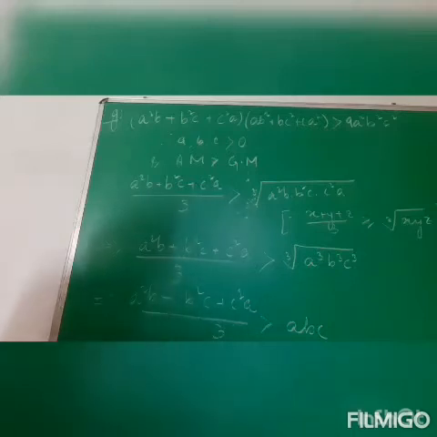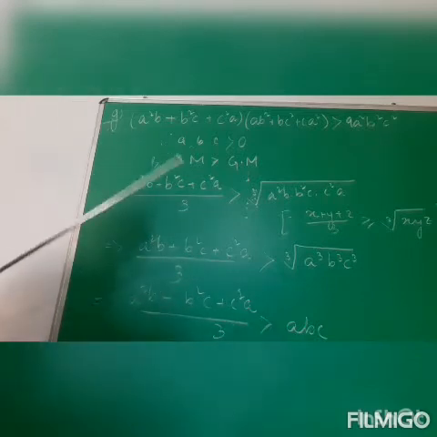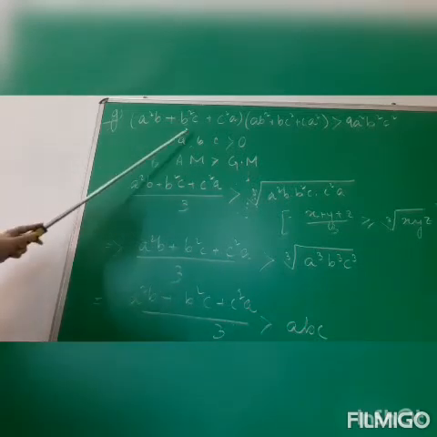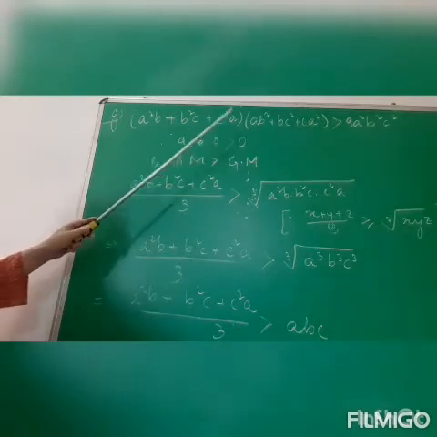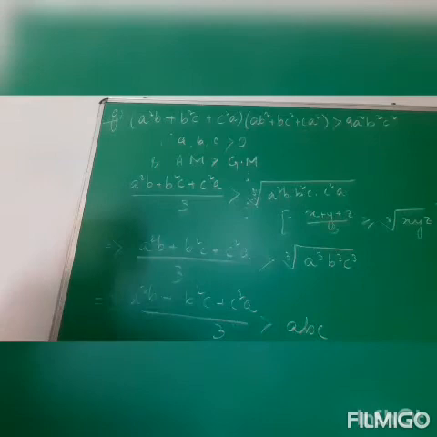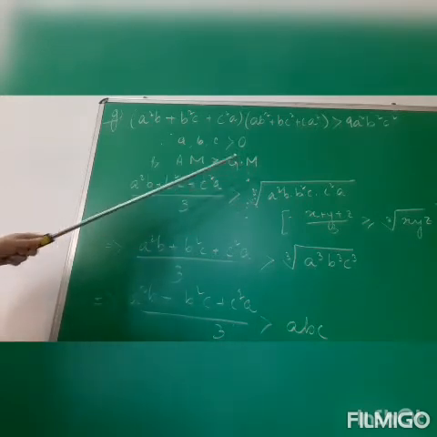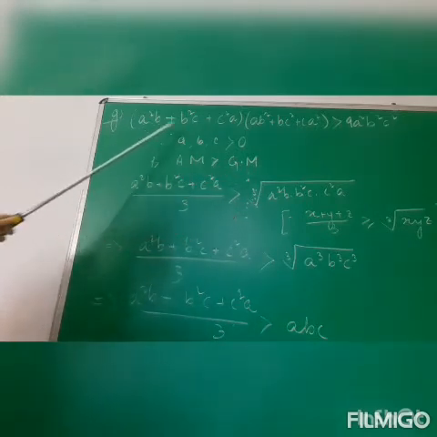Hello students, today we will start with the next sums from question number 1. That is, we will do question number 1 here: (a²b + b²c + c²a)(ab² + bc² + ca²) is greater than 9a²b²c². Here a, b, c are greater than 0, and also we know that the arithmetic mean is greater than the geometric mean. So there are three terms here.